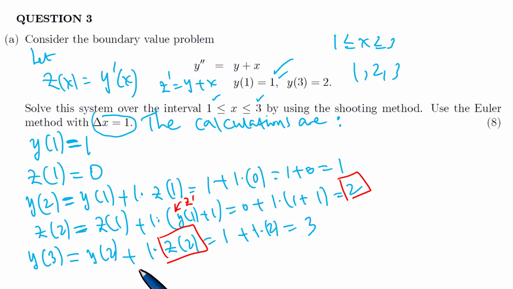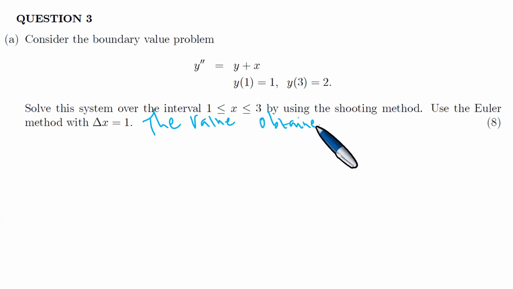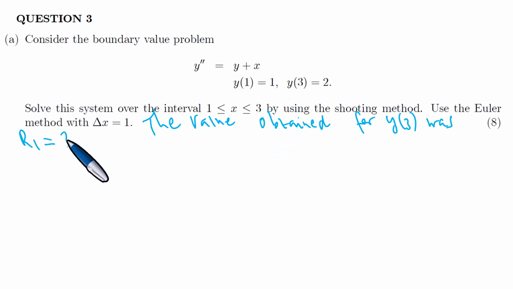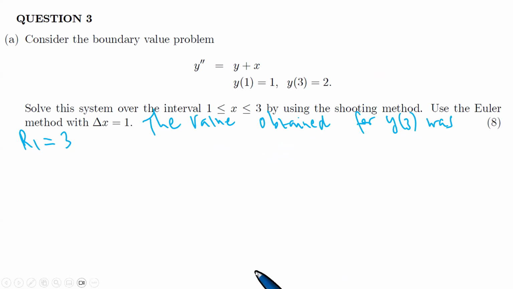Now, we will continue to analyze this with so much caution. So from this observation, we got that Y3 is 3. What is the meaning of this? Y3 is 3. So the value obtained for Y3 was 3, and therefore we call it the R1 value in view of the shooting method. So it was R1 equals 3.